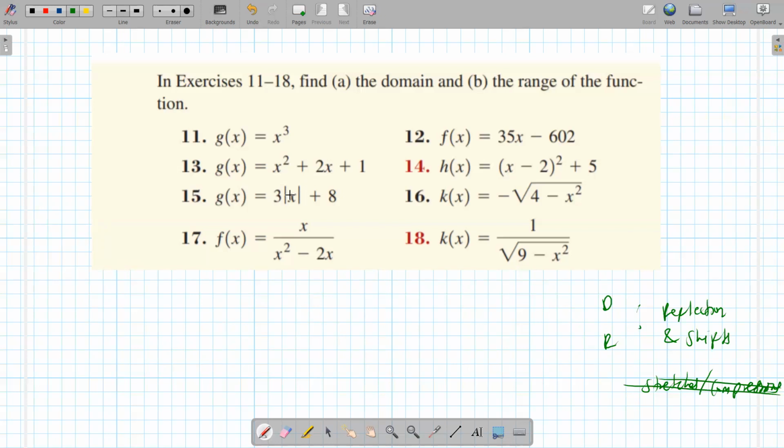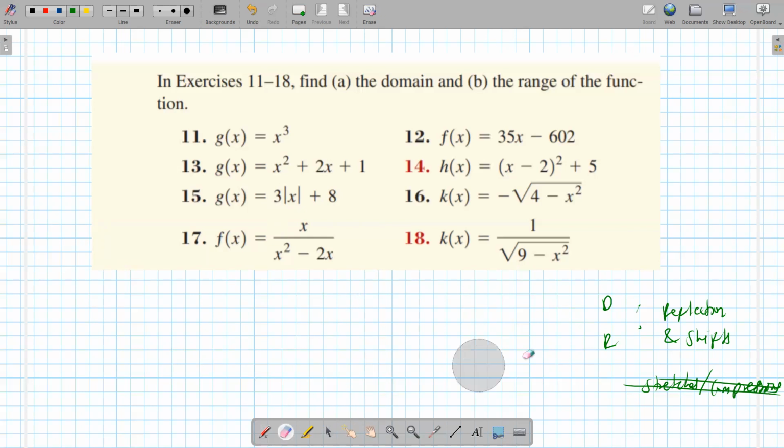So here, 3 root x plus 8, what's the domain of this? Super simple. It would be 8 to positive infinity, or sorry, negative to positive infinity, and the range would be 8 to positive infinity. Exactly. That's easy.